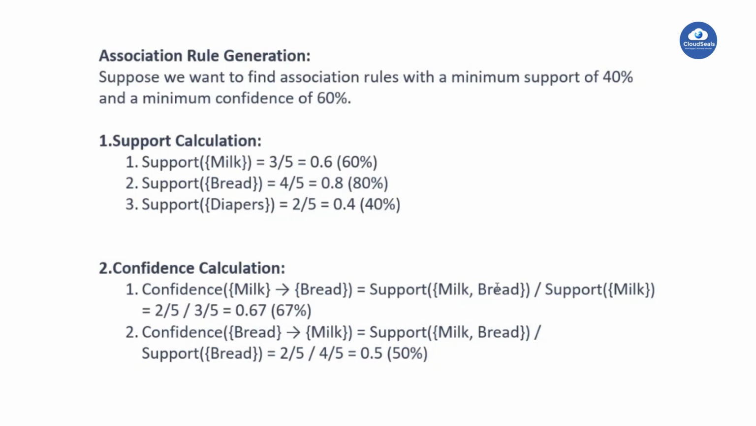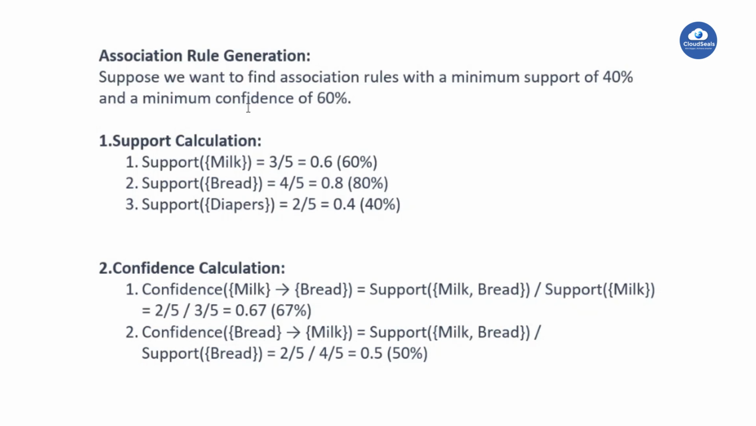We already calculated the milk and bread combination as 2 by 5. Here also milk and bread, yes, 2 by 5. So 5 cancels: 2 by 4, that means 1 by 2, that means 0.5, 50%. But what is our minimum confidence? 60%. So whoever bought milk, we will suggest bread with confidence more than 60%. So it is acceptable. But whoever bought bread, we can't suggest milk.